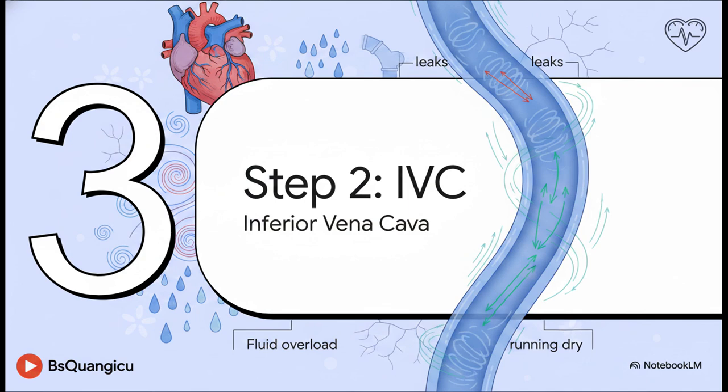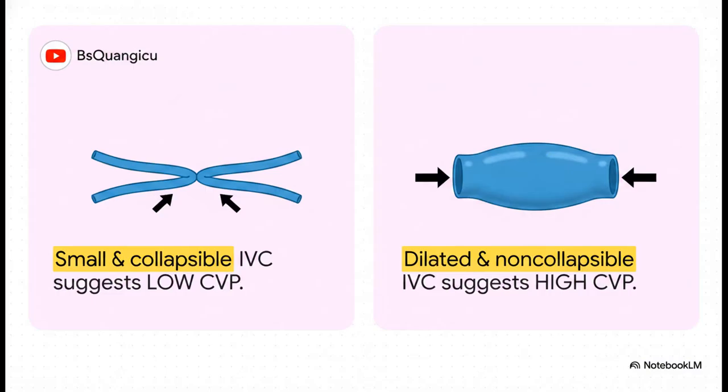Step 2. Inferior Vena Cava. By evaluating the IVC, we're basically estimating central venous pressure, or right atrial pressure, to answer one simple question: is the pump failing, or are the pipes dry? This stark binary tells you so much.